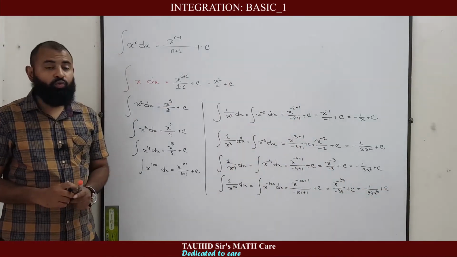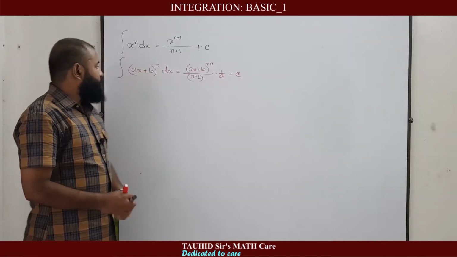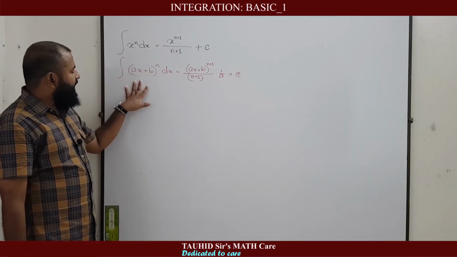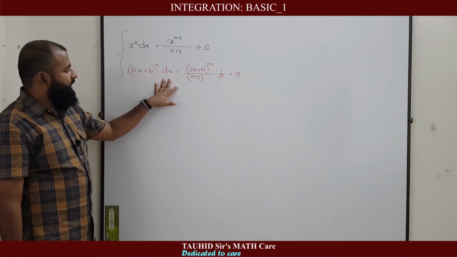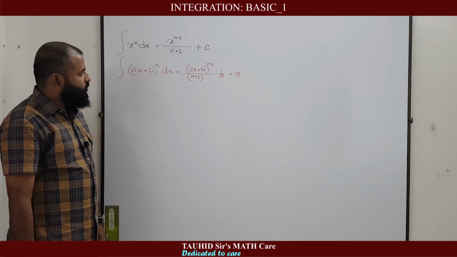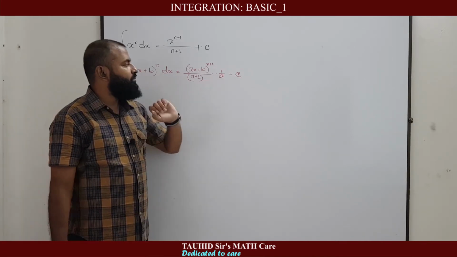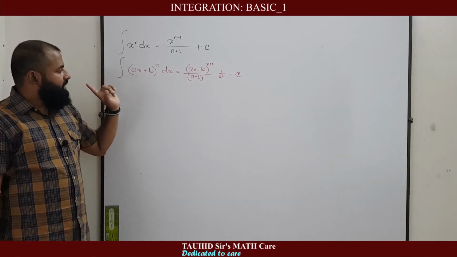I think now you have realized the implementation of this formula. Now the second formula: integration of (ax plus b) whole to the power n multiplied by dx equal to (ax plus b) to the power n plus 1 divided by n plus 1 into 1 by a plus c. Now we will see some examples from this formula.